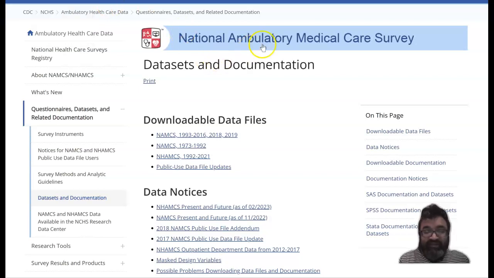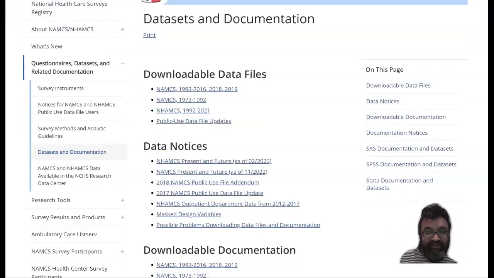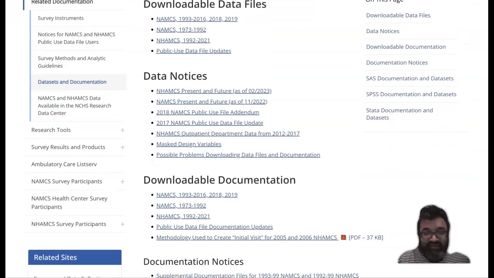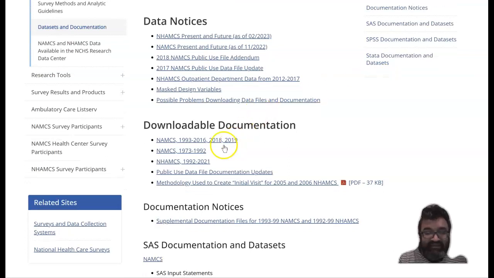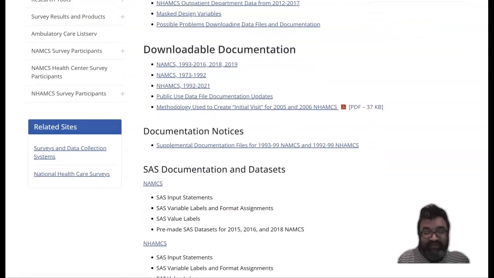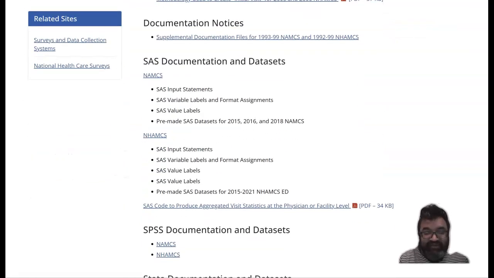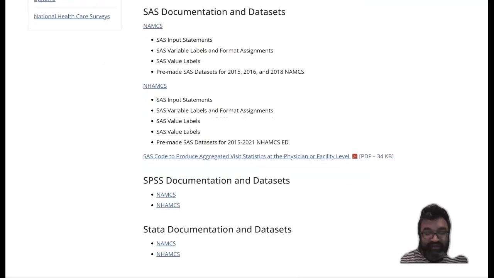From here on out, I'm going to refer to the National Ambulatory Medical Care Survey as NAMCS. Here are the downloaded documentation and data sets, and as you can see, this goes all the way back to 1973. So quite a few years are included within this data set. And this is from the National Center for Health Statistics through the CDC.